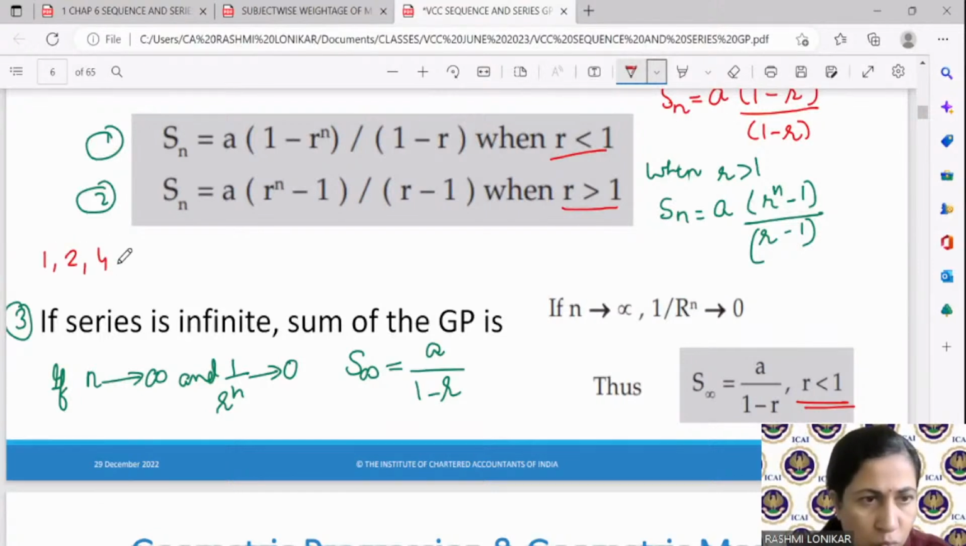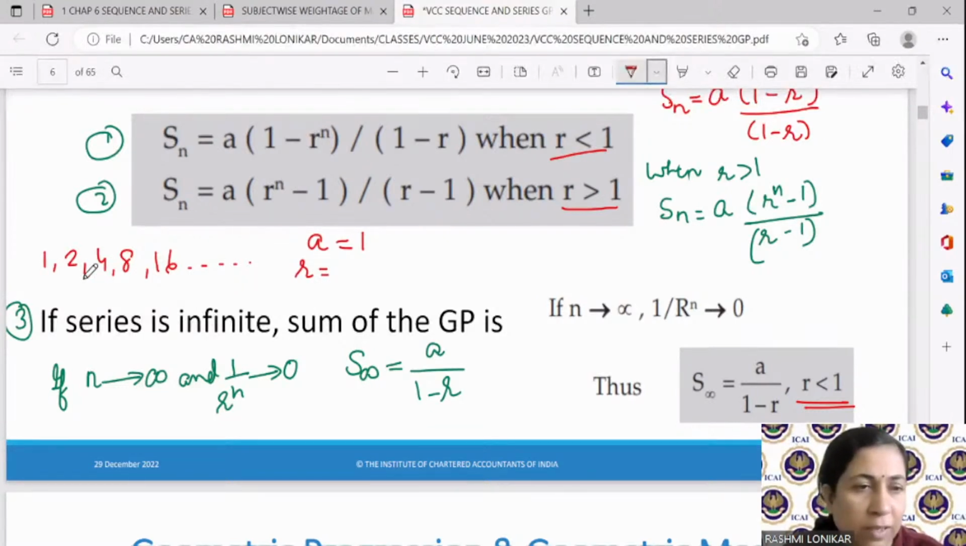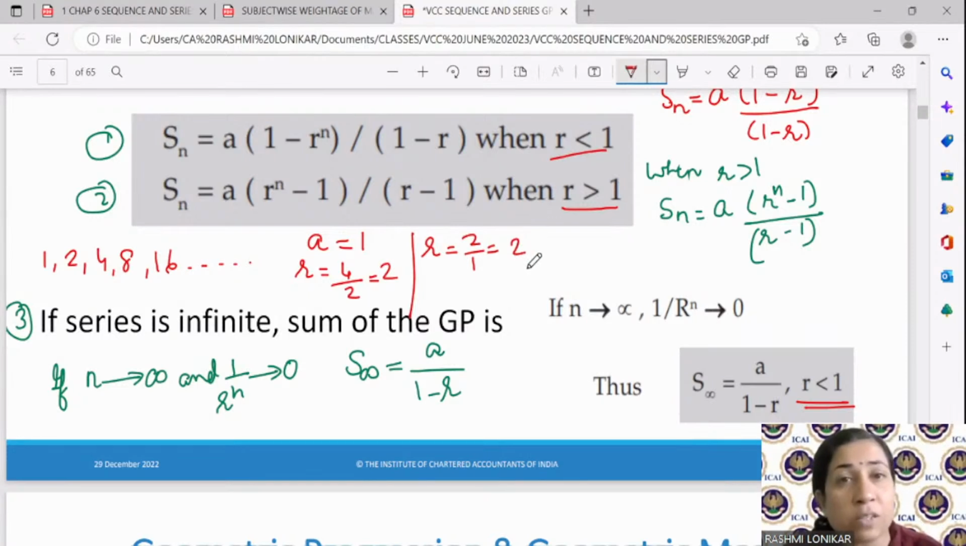1, 2, 4, 8, 16. So what happens? What is the value of A? A is the first term, value is 1. What is the value of R? R is third term upon second term. So 1, 2, 3. Third term is 4 upon second term is 2. What is the value of R? 2. Let us again see. R is equal to 2 upon 1, second term upon first term. 2 upon 1, which is equal to 2. So common ratio is 2.